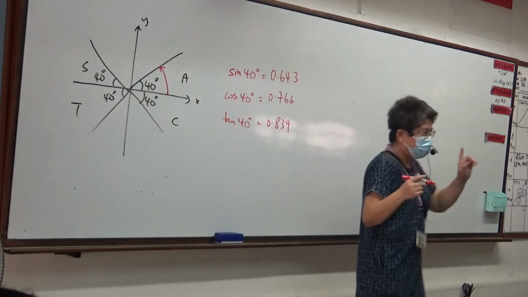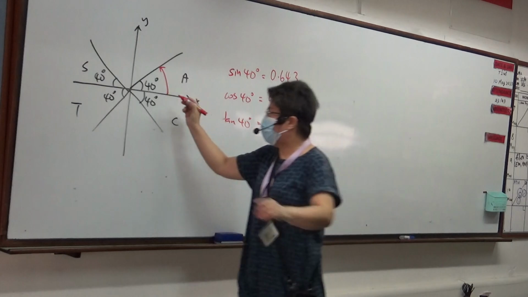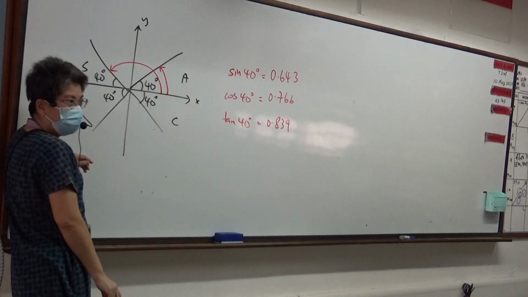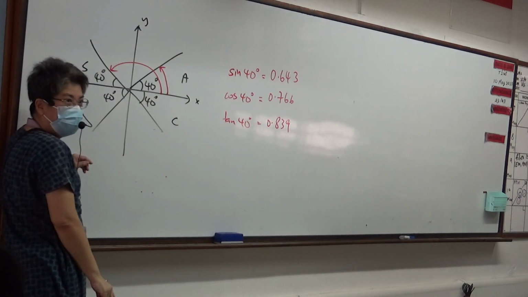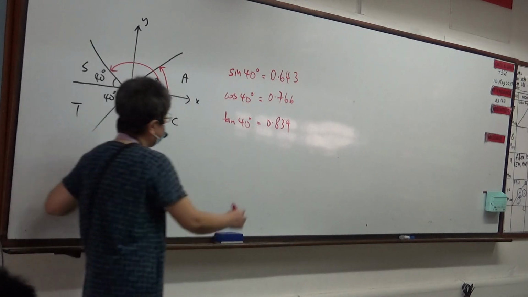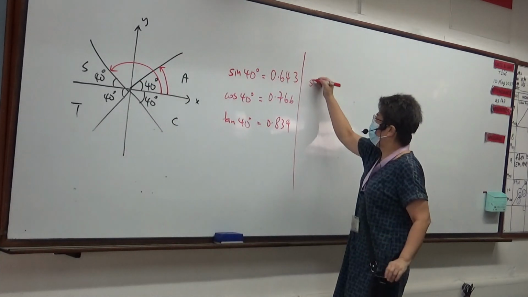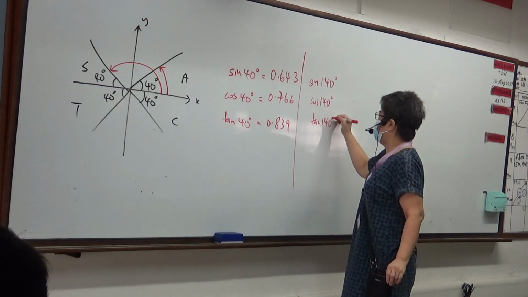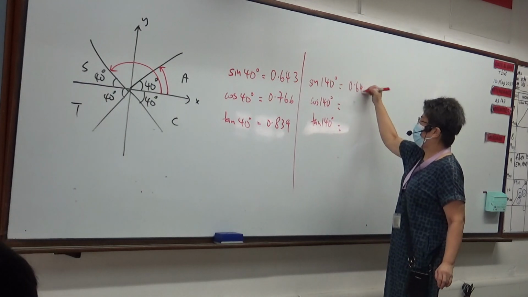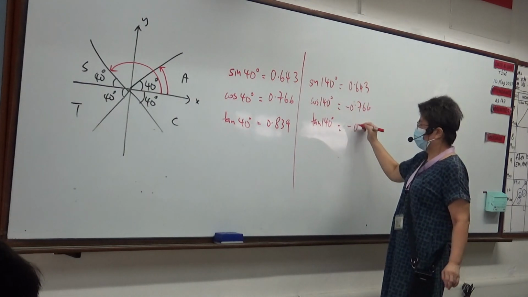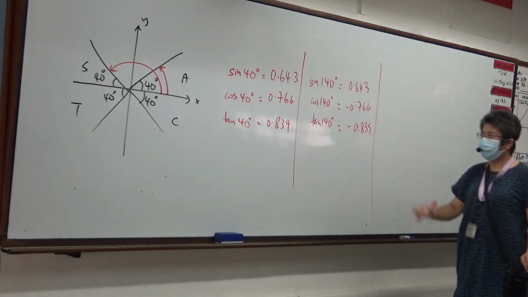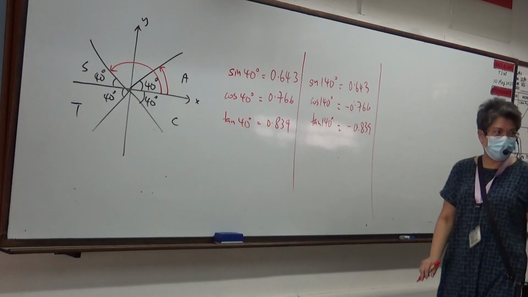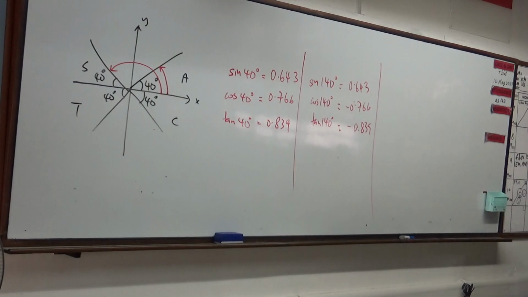Okay. Now, all of you look up. Hello? Hello? Now, when the angle is from here to here, may I know what is this angle? 140. Do you agree? 140. Okay. Now, I'm going to do this. Sine 140, cosine 140, tangent 140. Now, if you press the calculator, it's this answer. All of you press. Okay, now then, I'm going to move on to another angle.